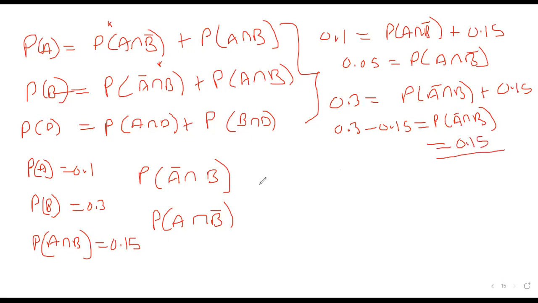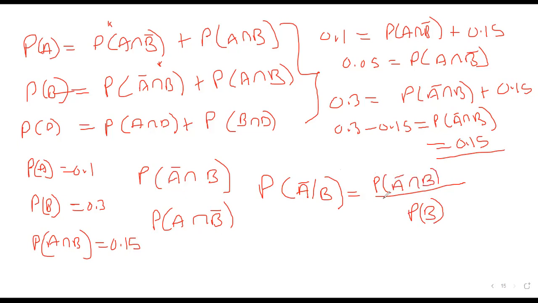Now comes your question. How do we find A complement given B? A complement given B. So how do we expand this? What comes down here is the probability of B. Then what do we put on top? A complement intersection what? Intersection B. So since we found A complement intersection B as 0.15, we put it here. And we already have the probability of B as 0.3. Put it here. So this will give us 0.5.